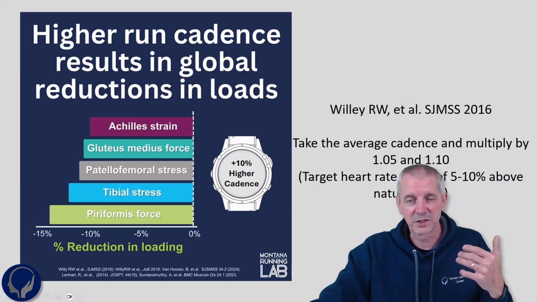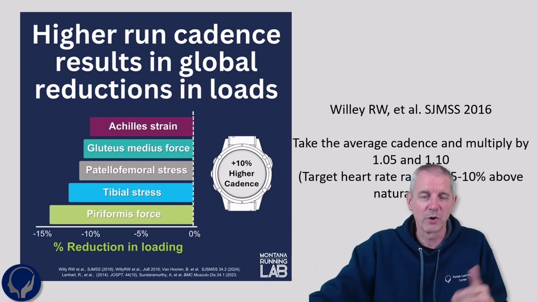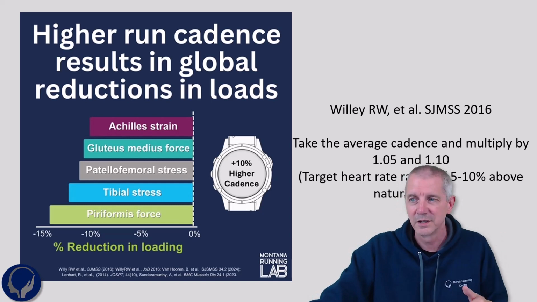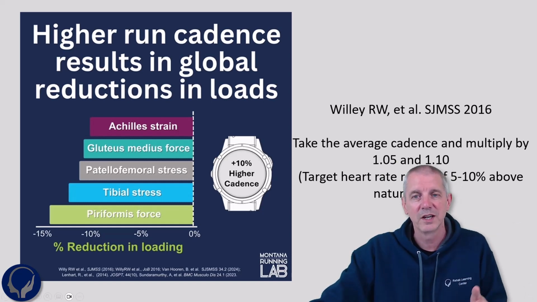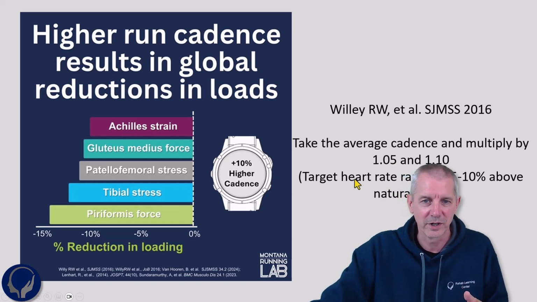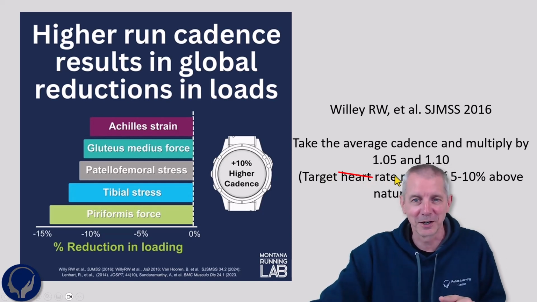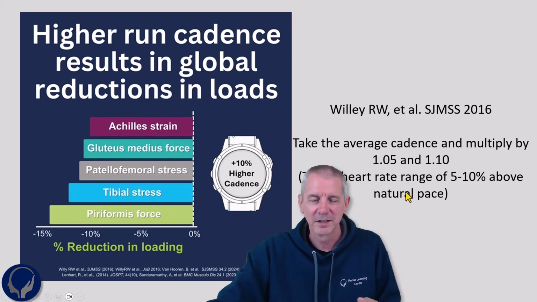Simply have somebody do a run on their Apple Watch or Garmin watch. They can look at, okay, what is my cadence? There are other apps you can use too, to get your average cadence. Then just take that times 1.05 or 1.10, and that gives you a target rate. It's not target heart rate, sorry, that's a target cadence rate, which is 5 to 10% above their natural pace. So you just increase that.